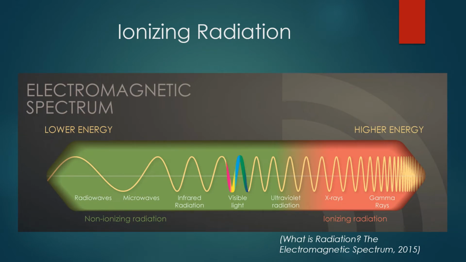So to begin, let's define ionizing radiation. Ionizing radiation is a form of energy that acts by removing electrons from atoms and molecules of materials that include air, water, and living tissue. Another factor of ionizing radiation is that it can travel unseen and pass through some materials. And as you can see in this picture, ionizing radiation is listed on the higher end of the electromagnetic spectrum.